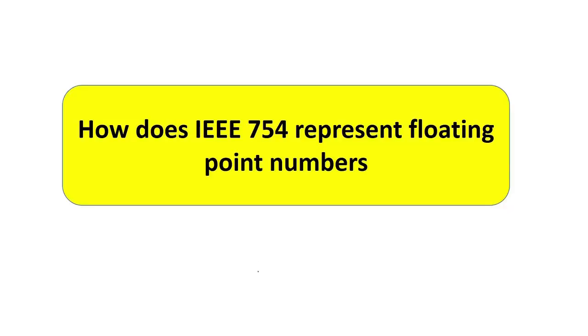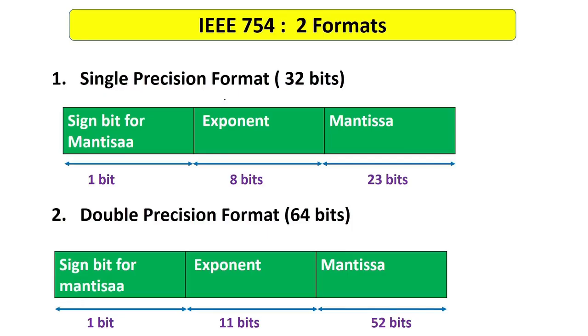Now let's take an example and see how a floating point number can be stored inside the computer using this IEEE 754. This IEEE 754 has two formats to represent or store floating point numbers inside your computer. One is the single precision format and the other is the double precision format. Single precision format stores your floating point numbers in 32 binary bits, and double precision format stores them in 64 bits. So the double of 32 is 64.